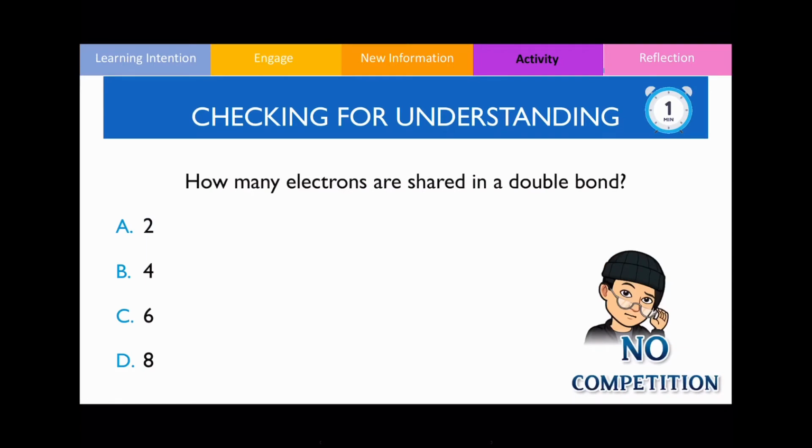And for the very last multiple choice question, how many electrons are being shared in a double bond? The answer is going to be 4. Okay, so this would mean that each atom in the double bond shares 2 electrons each.